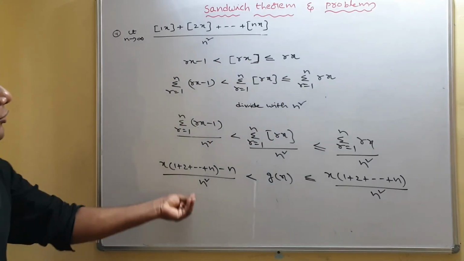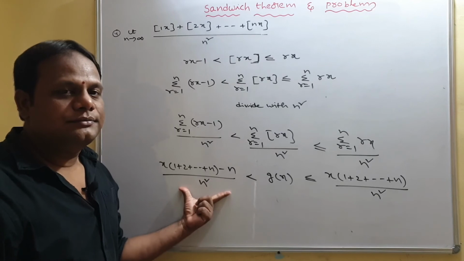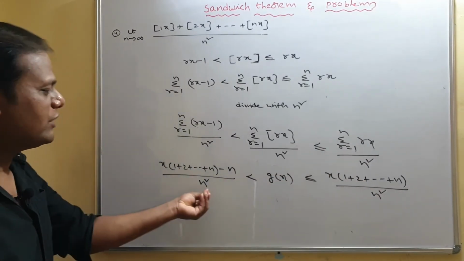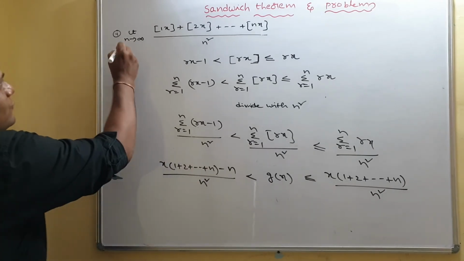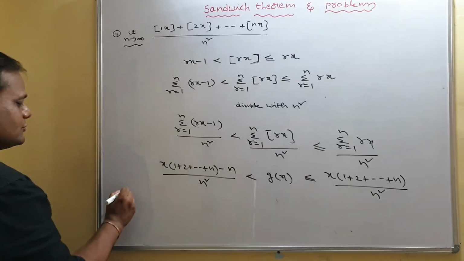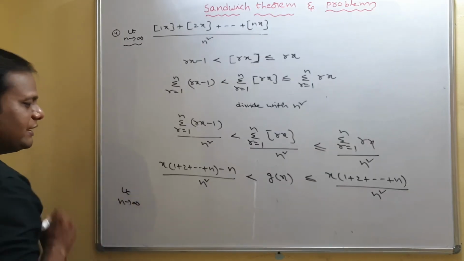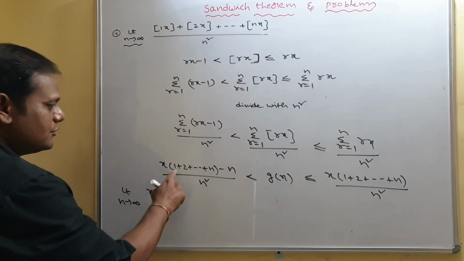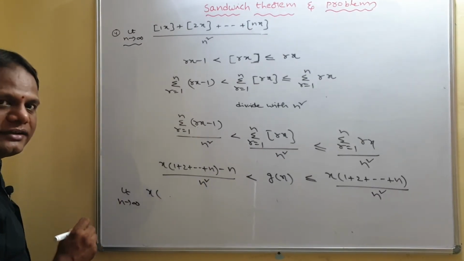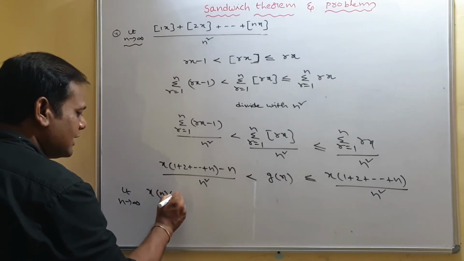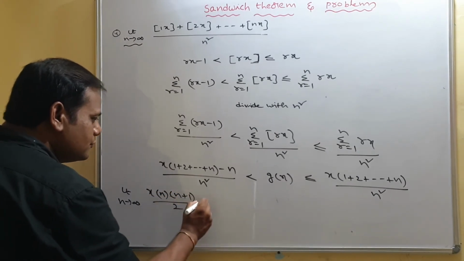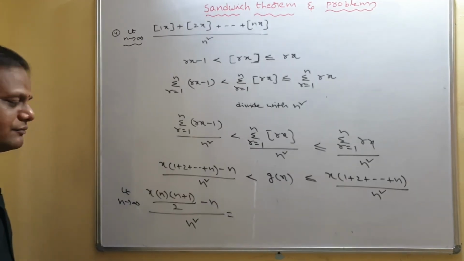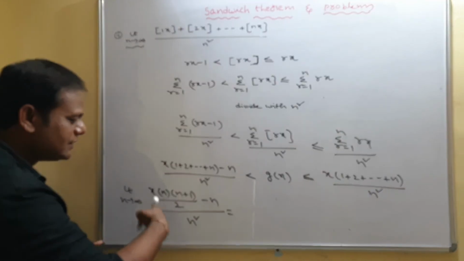Now here we got f of x less than g of x less than or equal to h of x. Now you have to take the limit. So here, limit n tends to infinity of this f of x. So what is it? x into what is 1 plus 2 plus so on plus n? You know that n into n plus 1 by 2 minus n, whole by n square. This is equal to, listen, limit n tends to infinity of this function.